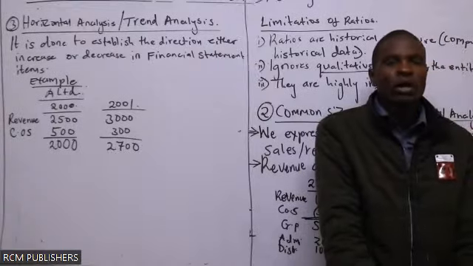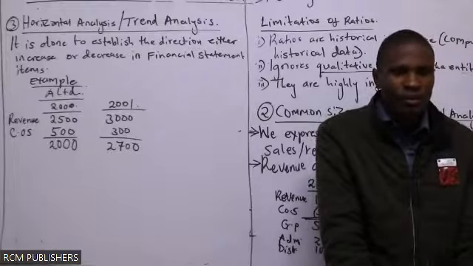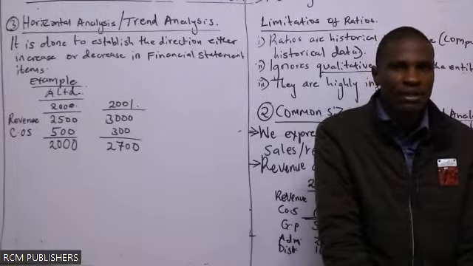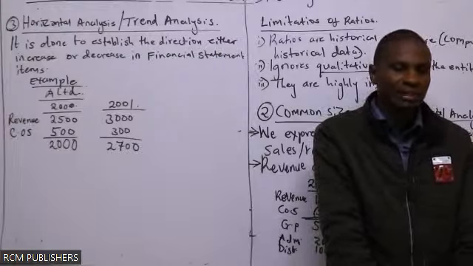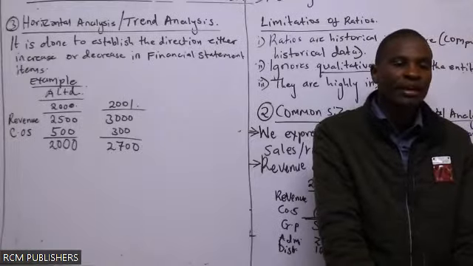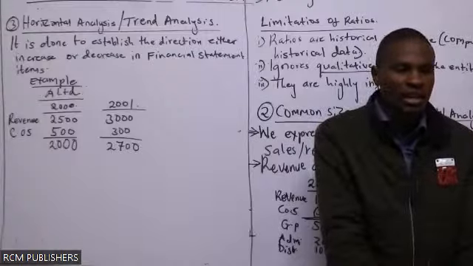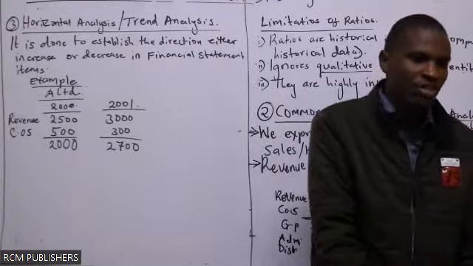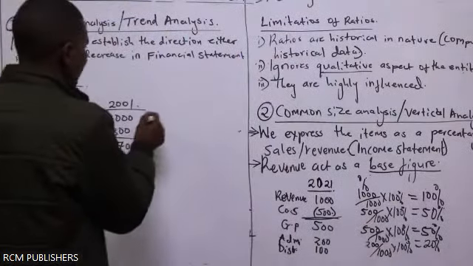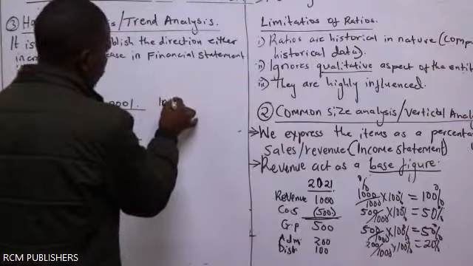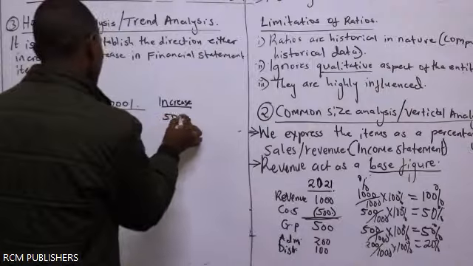So in 2000 we had a revenue of 2,500. But when you look at 2001, the revenue increased to 3,000. What is the increased value? It is 3,000 minus 2,500. So there was an increase of how much? 500. This is the increase.